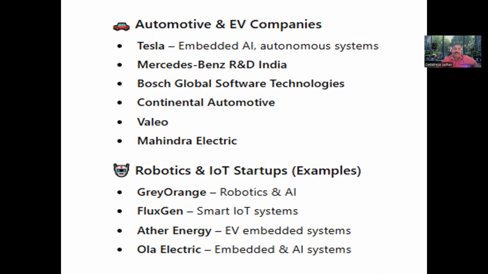It's like Tesla related, Mercedes-Benz R&D India, Bosch Global Software Technologies, Valeo, Mahindra Electricals. In robotics and IoT, there are a number of options available: Ather Energy, Ola Electric, GreyOrange, then Fluxgen. There are a number of companies waiting and they need AI students who have both the knowledge of software and hardware, so that parameter will be considered.